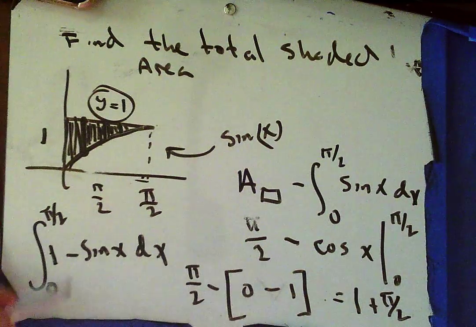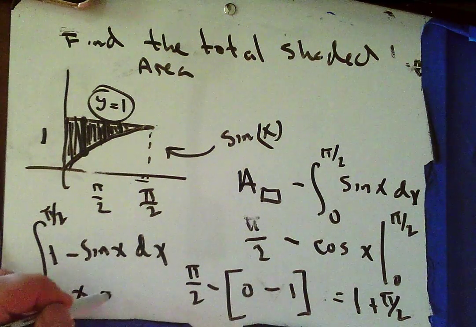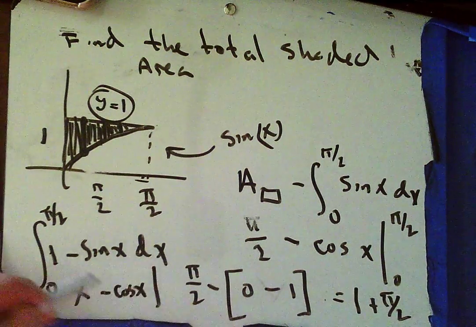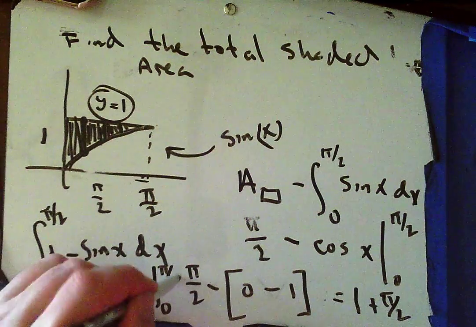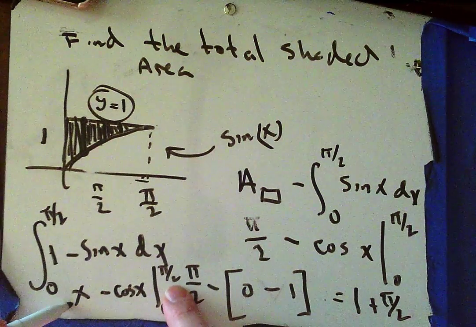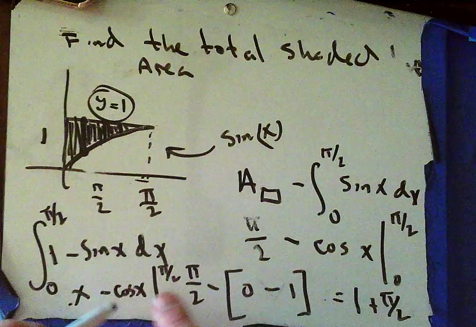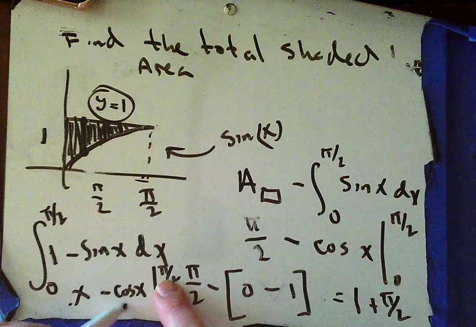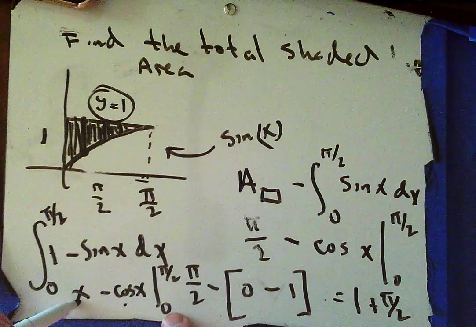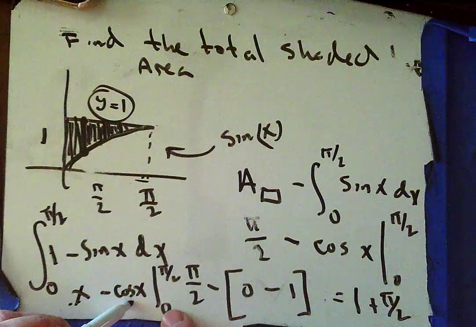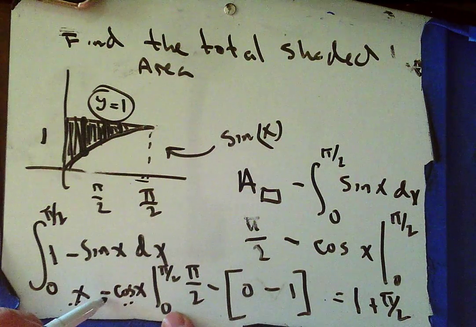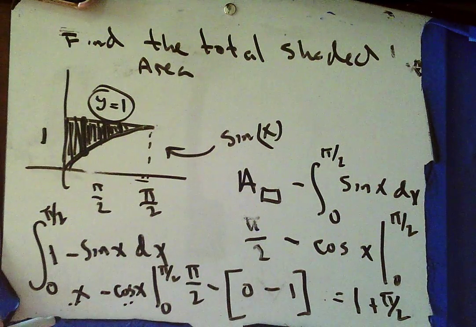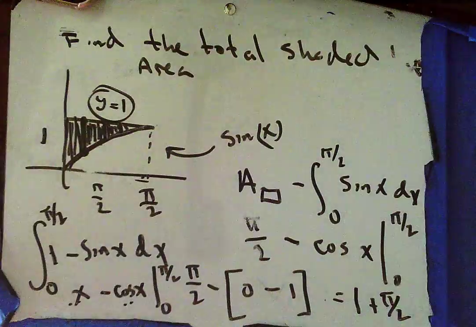So the antiderivative here is x minus cosine x from 0 to pi over 2. When I plug in my pi over 2, I'm going to get this pi over 2 here. Cosine of pi over 2 is 0. And then I'm going to plug in a 0, so this will go away. But the cosine of 0 is 1, and I'll have minus a minus 1 again. And so I end up in exactly the same place.